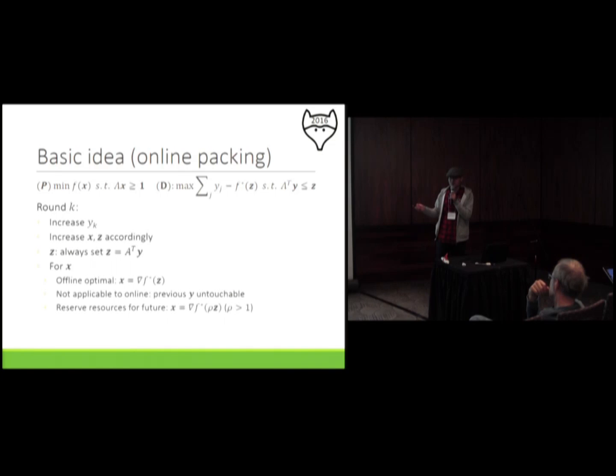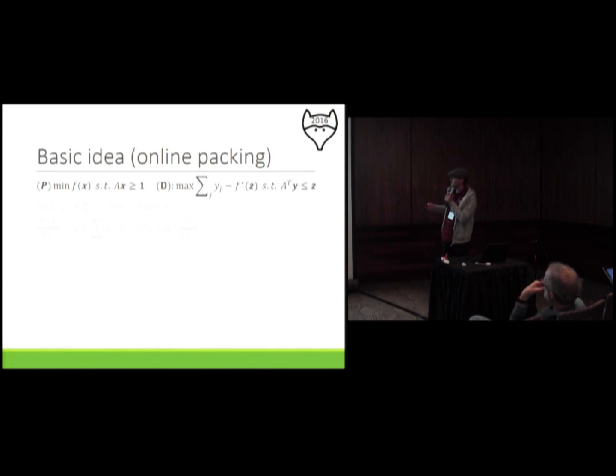So one way to achieve this is to increase x more sharply so that the primal may become feasible at an earlier stage. And one way to do that is to set x to be the gradient of F conjugate of rho z, where rho is greater than 1. Then we can denote the primal as a function of z.